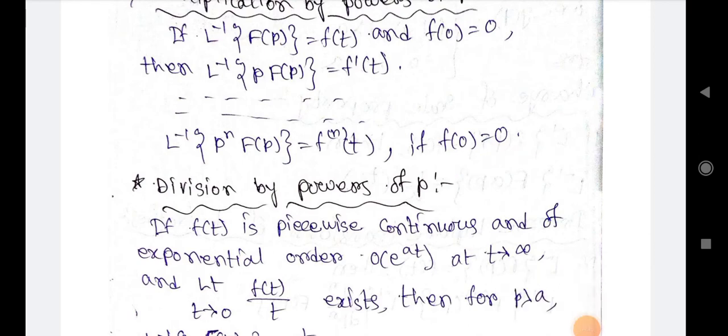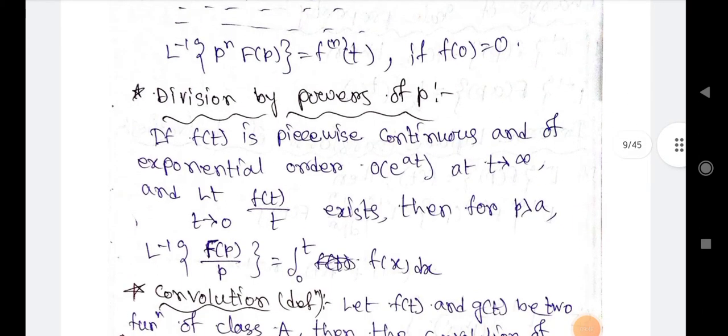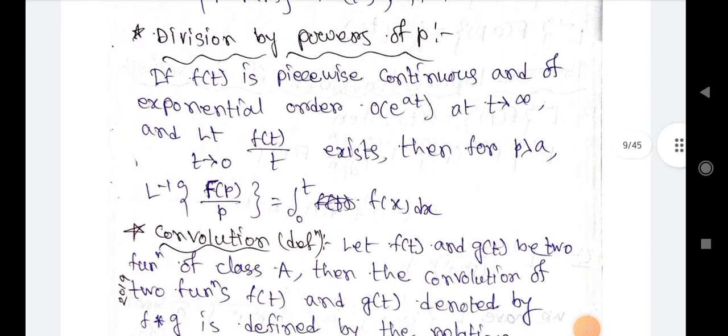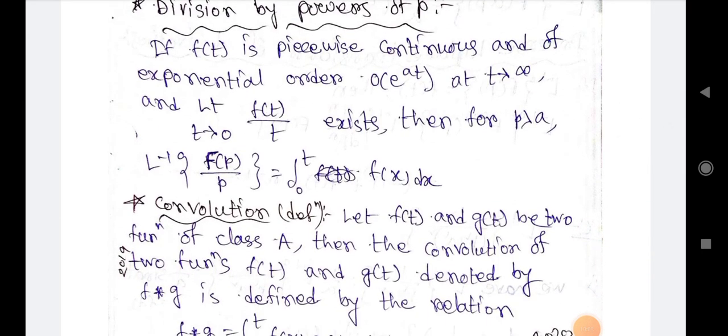Next, division by powers of p. If f(t) is piecewise continuous and of exponential order e to the power at as t tends to infinity, and limit t tends to 0 of f(t) by t exists, then for p greater than a, Laplace inverse of F(p) by p equals integration 0 to t f(x) dx.